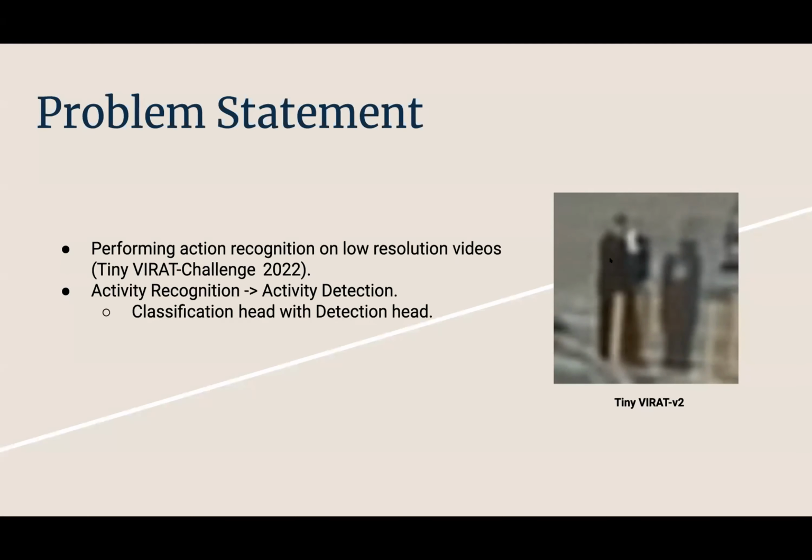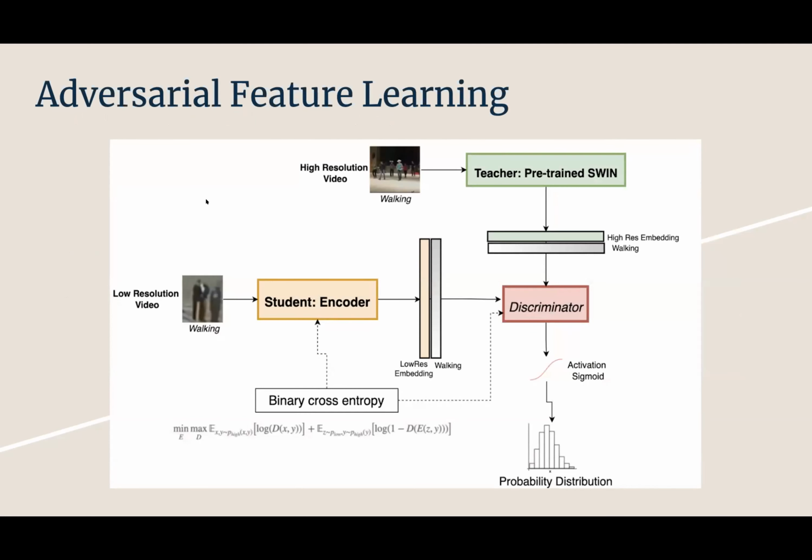So as a recap, there is the data set, and as you see, there's a video. This video is one sample of the data in that data set, and we have two jobs on this data set, which are activity recognition and activity detection. That can be done with two different heads after the backbone, which are the classification head and the detection head.